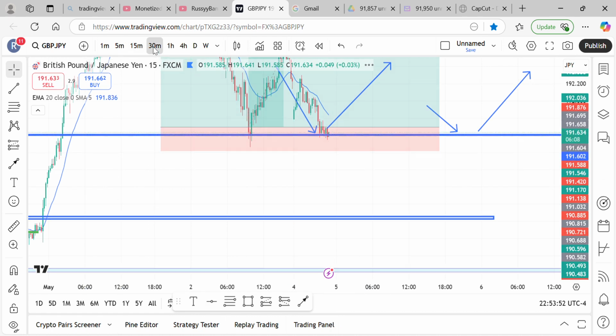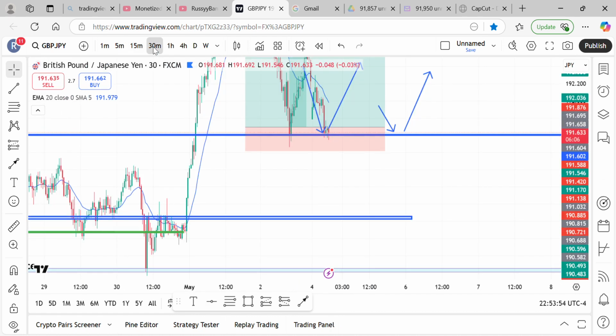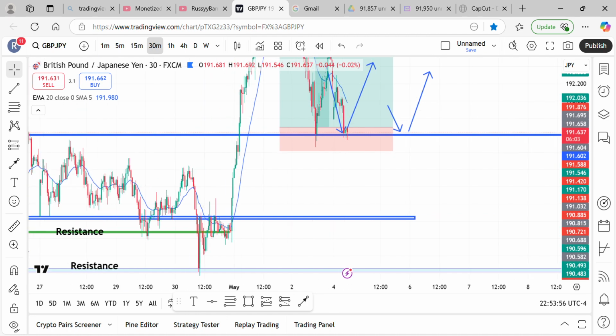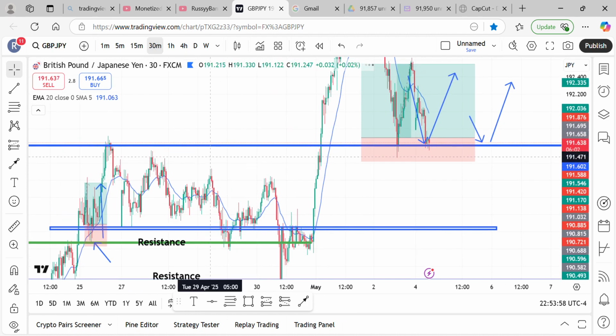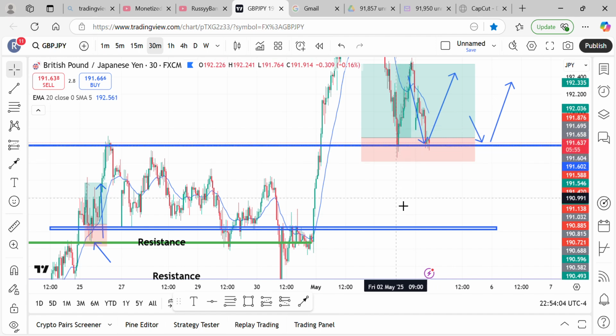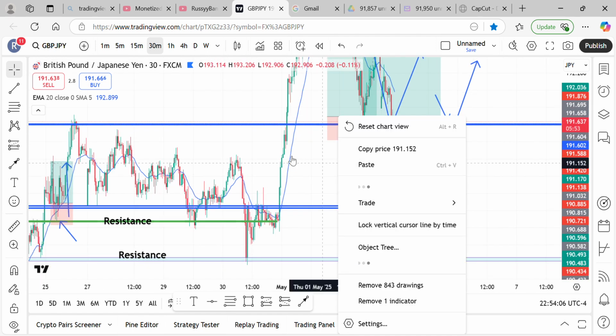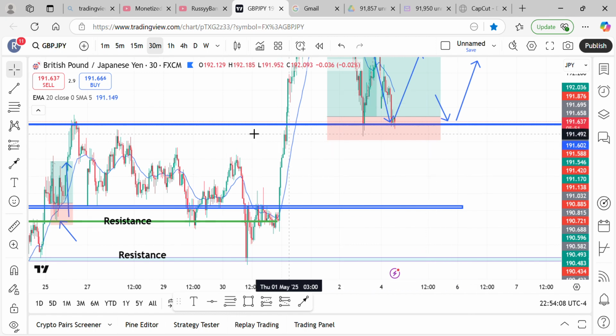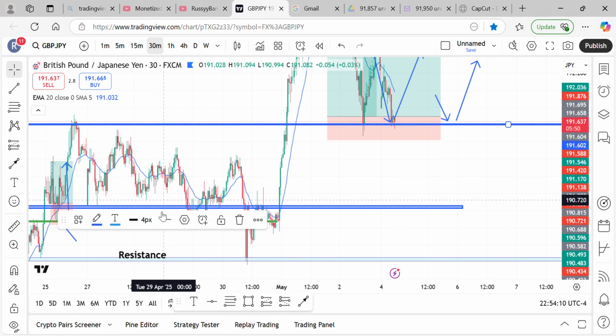But if you look to the left, and you guys have to remember, that this area was a strong resistance area. You get what I'm saying? That got broken and then turned into support.